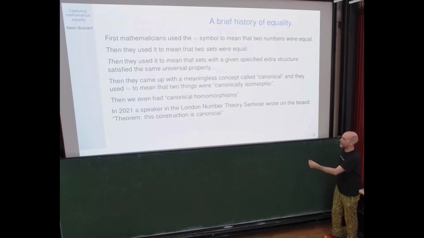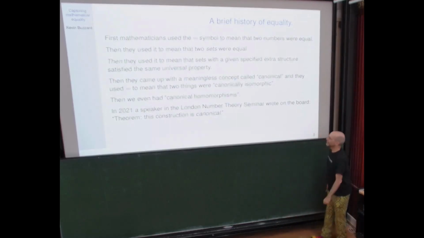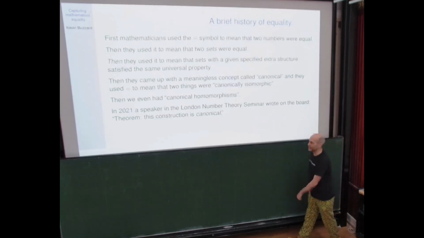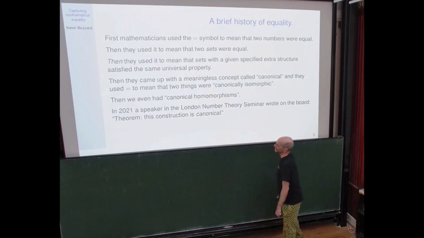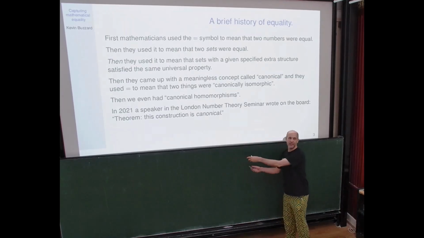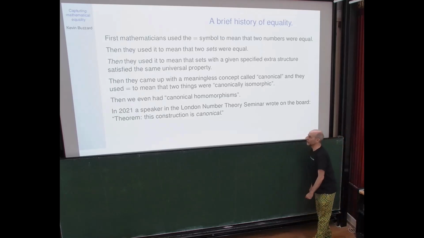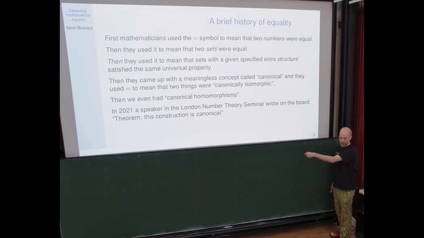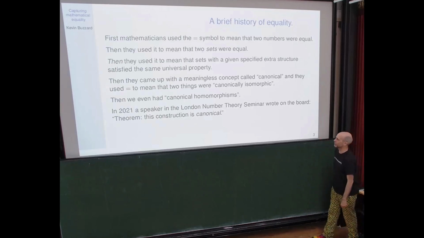so this really happened. I got into trouble with this. In 2021, there was somebody giving a talk on the Langlands program in the London number theory seminar, and the usual thing in the Langlands program, they have a bunch of pis which come from analysis, and they have a bunch of rhos that come from algebra, and they have a construction. They're given a pi, after a huge amount of work it makes a rho, and they explain this construction, and then they wrote: theorem, this construction is canonical.